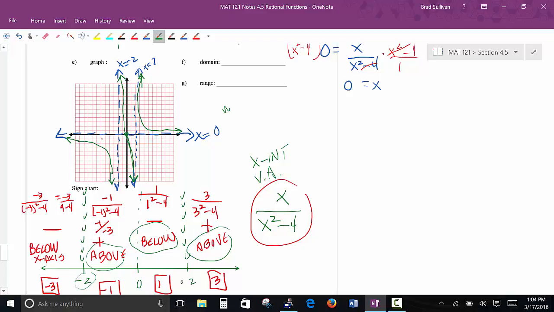Okay, now the domain. Is there anything on this problem that x couldn't be? Negative 2 and 2. Good. So you just say negative infinity to negative 2, union negative 2 to infinity, union 2 to infinity. There were 2 places that made you have a 0 denominator. Okay. Negative 2 to 2. Oh, thank you. Yeah, that's not right. Negative 2 to 2 is what that would be. So you got negative 2 to 2 like that.